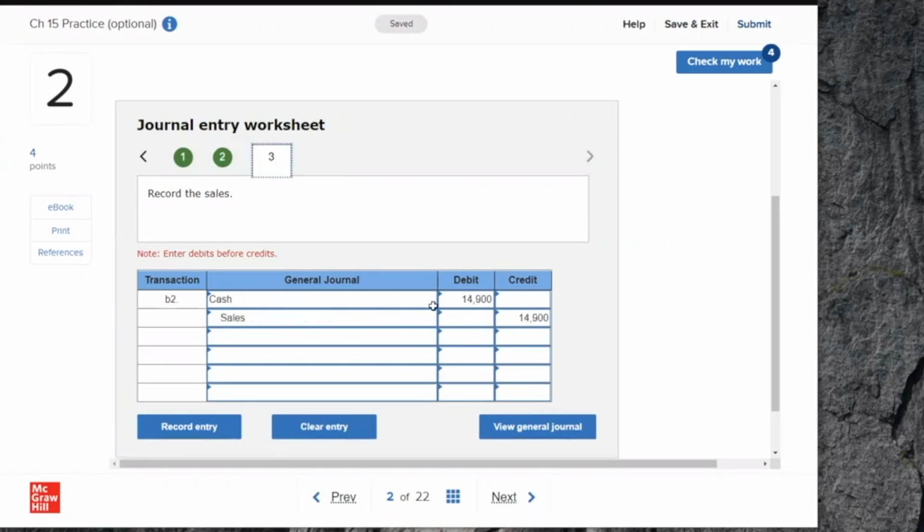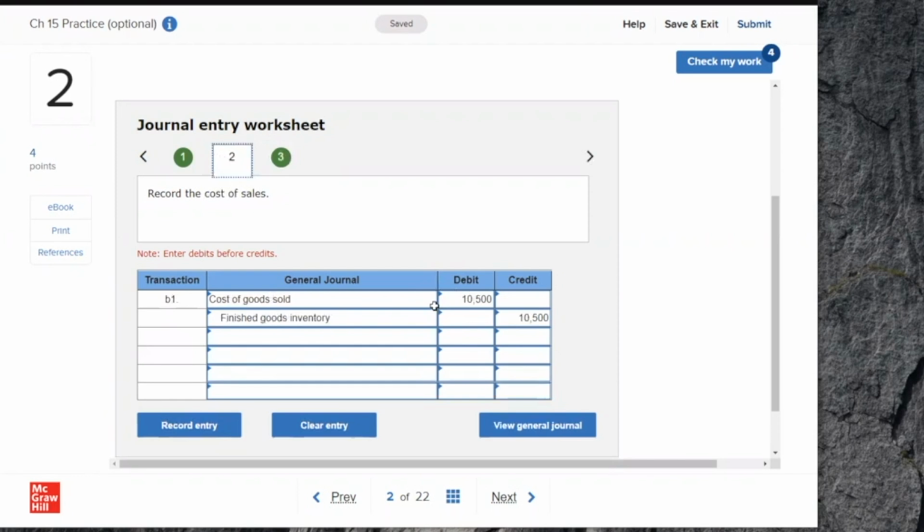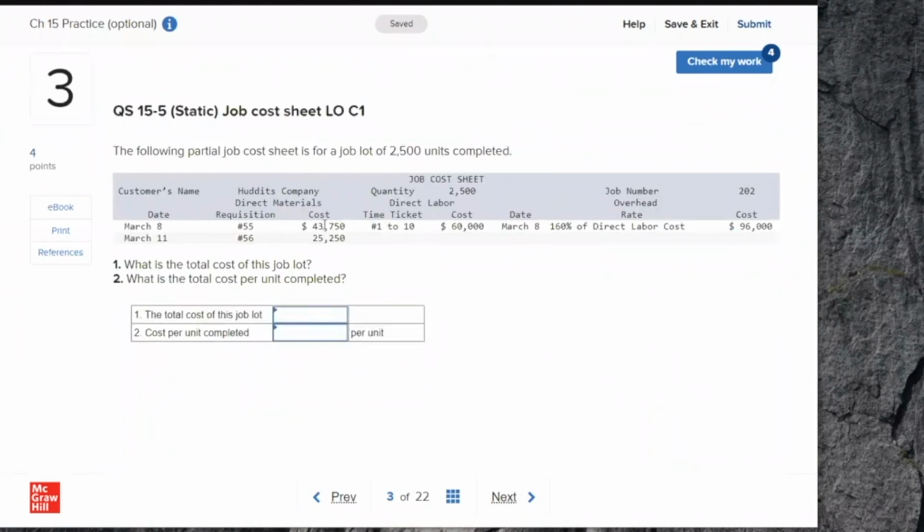Cost of goods sold is an expense account, which is on the income statement right under sales. So we have sales of $14,900, cost of goods sold of $10,500. So our profit on this sale is $4,400 on this merchandise. Pretty good.